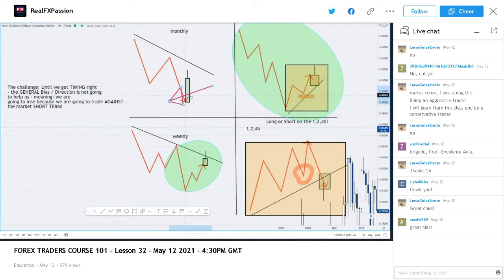So, not to get too complicated, let's talk about general direction, general bias from the monthly chart, long or short. This is an easy one, everybody. Long or short on the monthly chart. General direction, bias. What would you say? Long or short?